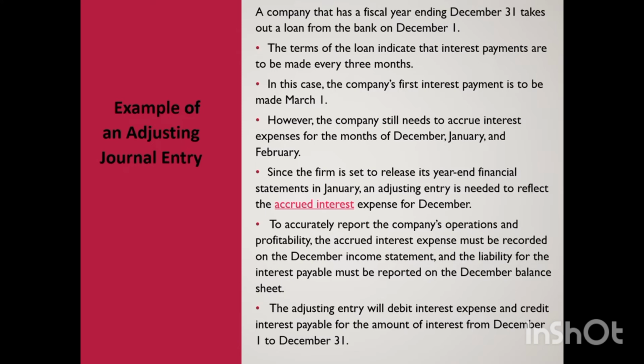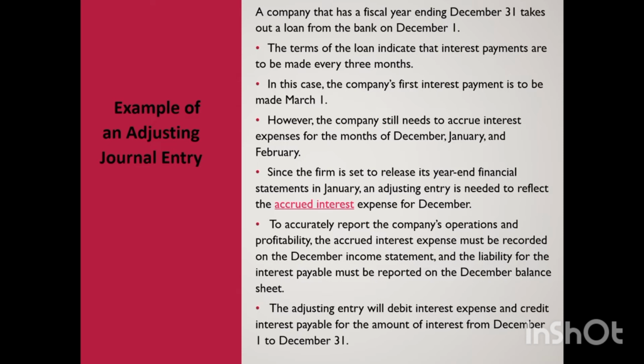Suppose a company has a fiscal year ending December 31, and takes out a loan from the bank on December 1st. The terms of the loan indicate that interest payments are to be made every 3 months. In this case, the company's first interest payment is to be made on March 1 because they have to pay after 3 months. From December to March, obviously, they have 3 months. However, the company still needs to accrue interest expenses for the months of December, January, and February.